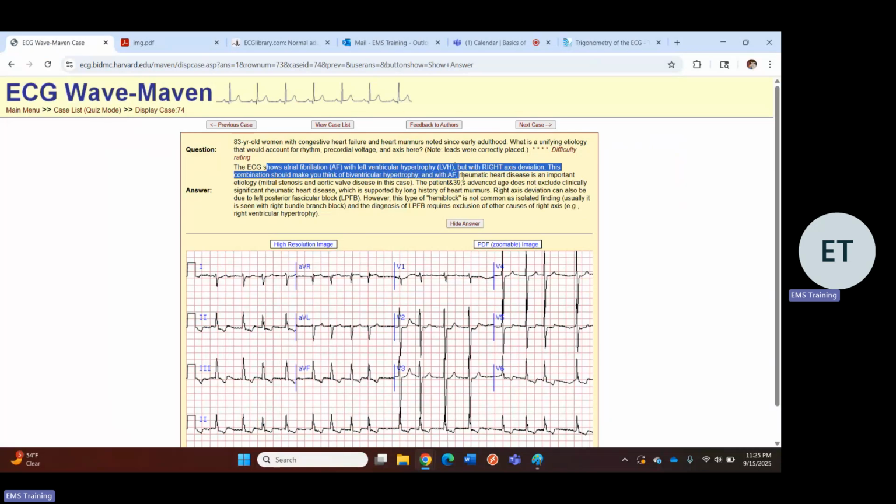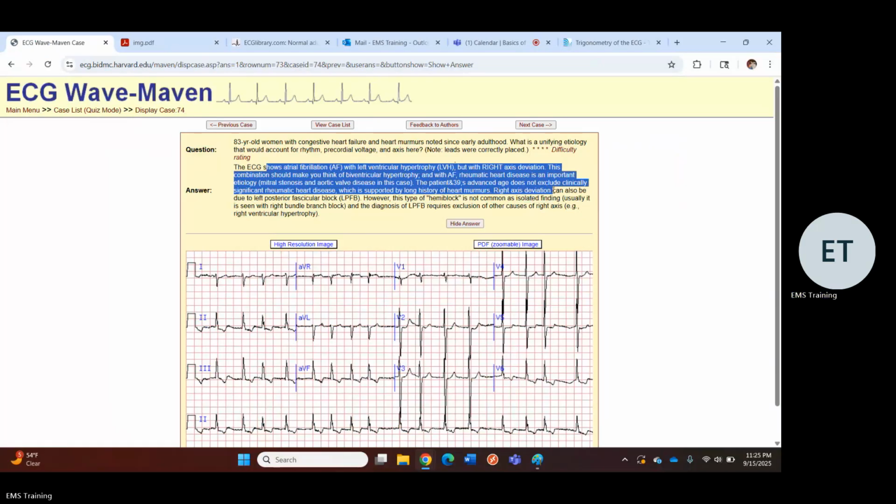Oh, yeah. Okay. Rheumatic heart disease. Mitral valve stenosis and aortic valve disease in this case. Advanced age does not exclude clinically significant rheumatic heart disease, which is supported by a long history of heart murmurs. Aha. Yeah, right axis deviation with left ventricular hypertrophy is strange.